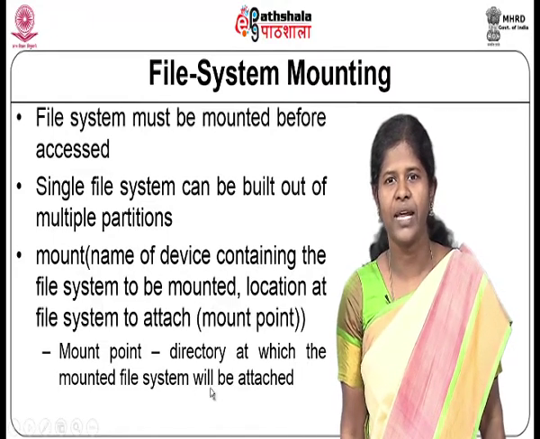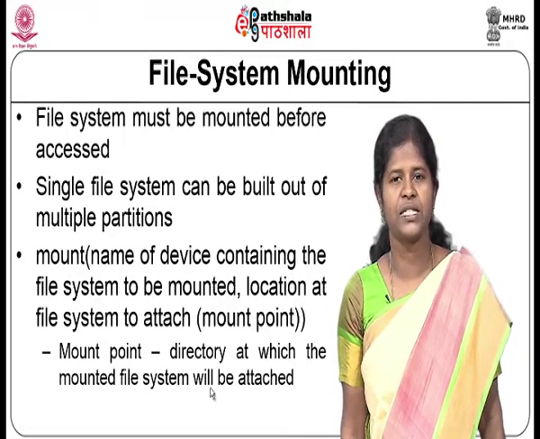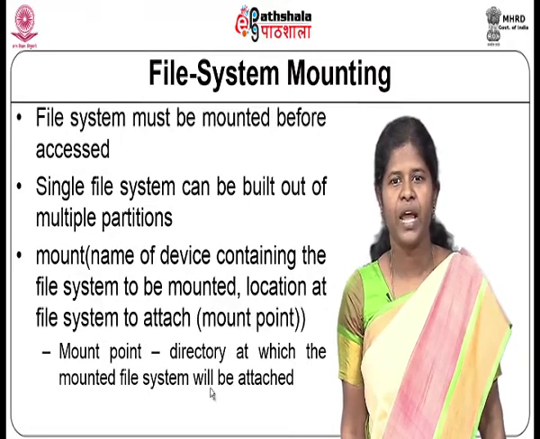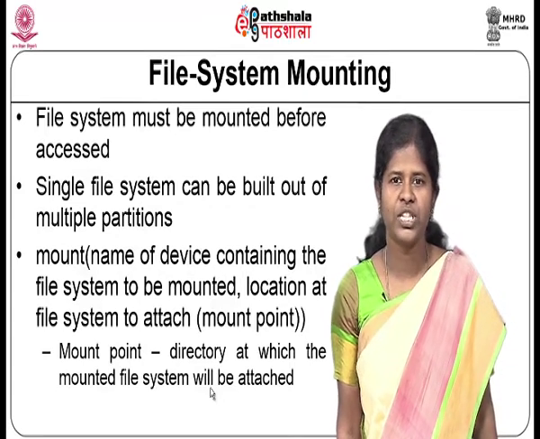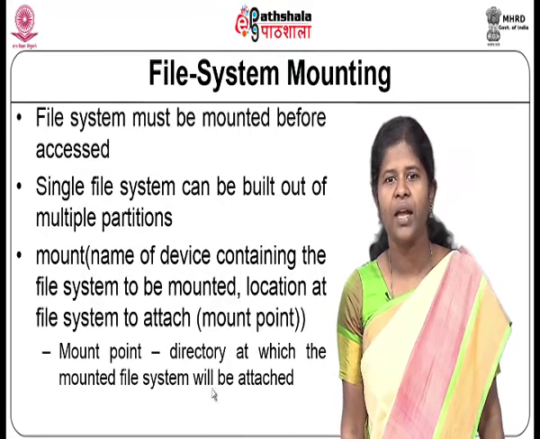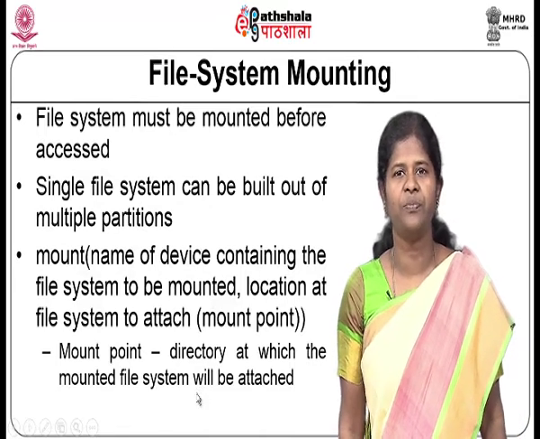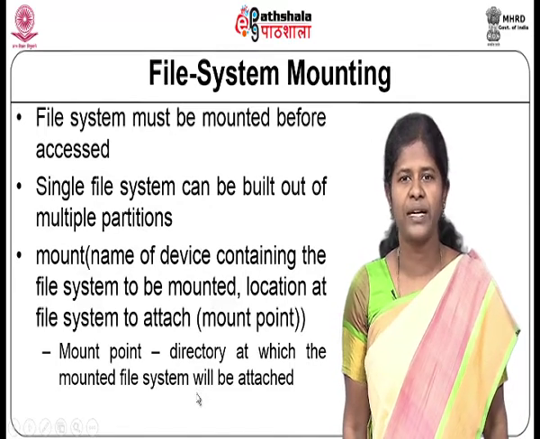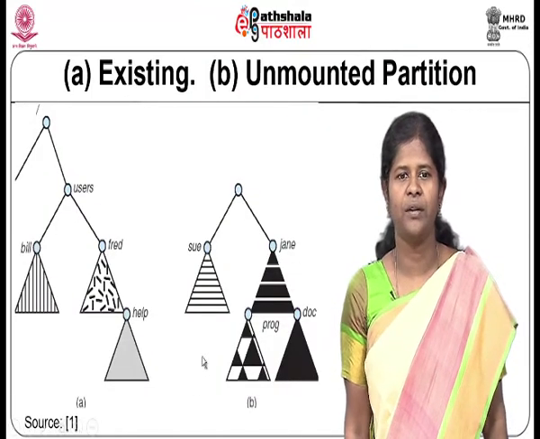The mount command takes as parameters the name of the device containing the file system which is to be mounted, and the location in the current existing file system to which this mounted file system should be attached. This directory, or the location in the file system where the mounted file system should be attached, is called the mount point. So, look at this figure.